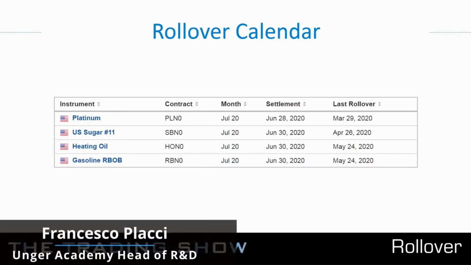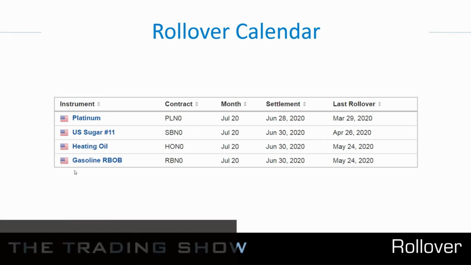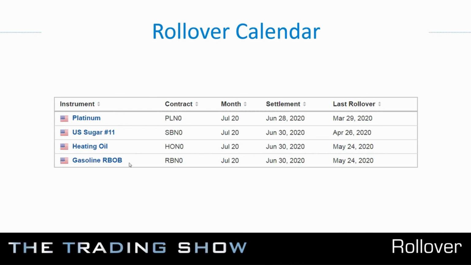Well, let's look at the rollover calendar for the next week. We have 4 futures: platinum, sugar, heating oil and gasoline. As for the energy sector, the largest volumes are already on the August expiry, and the same is true for sugar and platinum, which already have the greatest open interest in October.